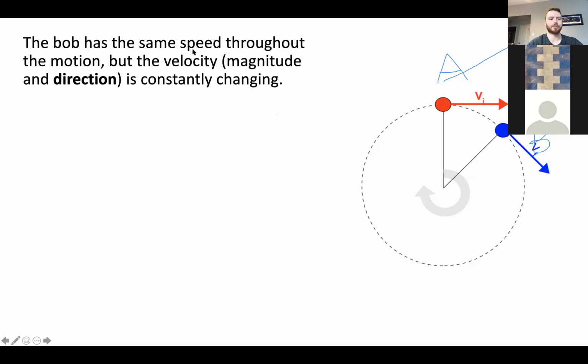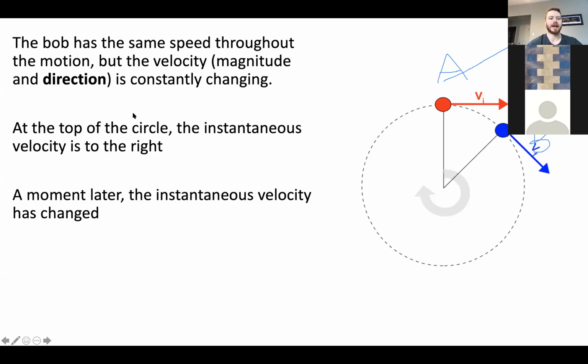Okay, so this is just kind of a summary of the last slide. The bob has the same speed throughout the motion, but the velocity, so the magnitude and the direction, is constantly changing. At the top of the circle, the instantaneous velocity of this bob is to the right, and a moment later, the instantaneous velocity of the bob has changed to the right and down.